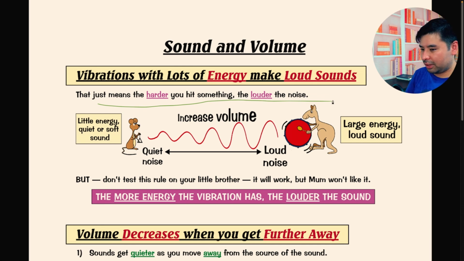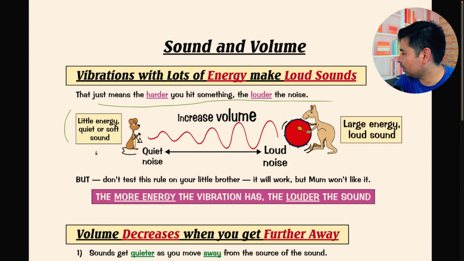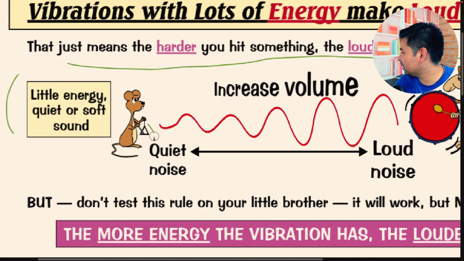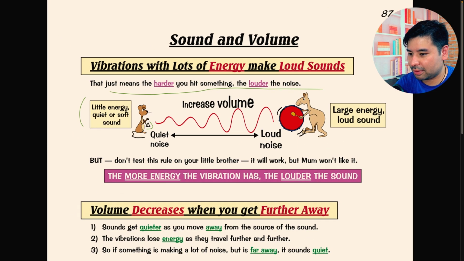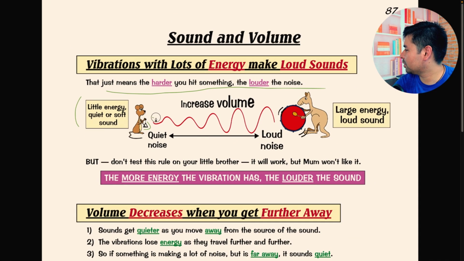On the first part, like this part here, the little mouse, little energy, quiet or soft sound. So when we put little energy, it makes a quiet or soft sound. If you get closer to the picture, we can see that he's using a triangle. That makes a really quiet and simple sound, right? Okay, and then here the volume increases, and then we have another example here, which is large energy, loud sound.